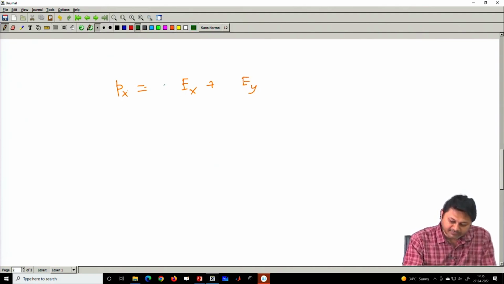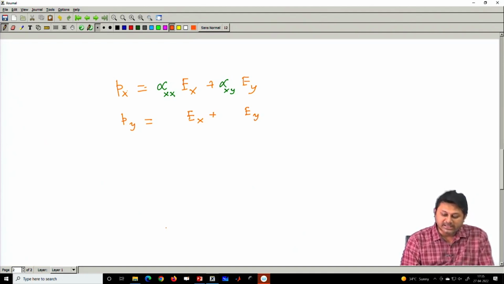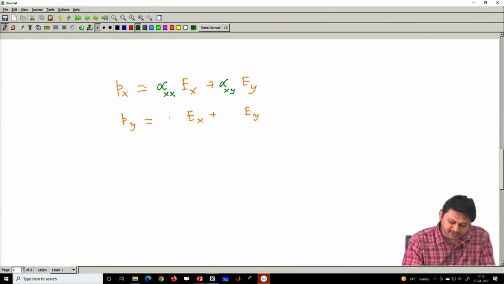And now I can have here the constants alpha x x and alpha x y, because here the x component of P does not depend on the x component of E alone, it also depends on the y component of E. In a similar way, the y component of the P can also depend on the x component of the E plus the y component of the E in 2 dimensions, and in that case I should write here alpha y x and alpha y y to distinguish these things.